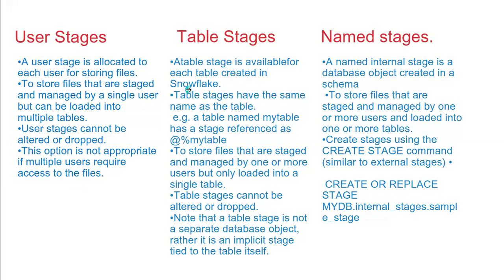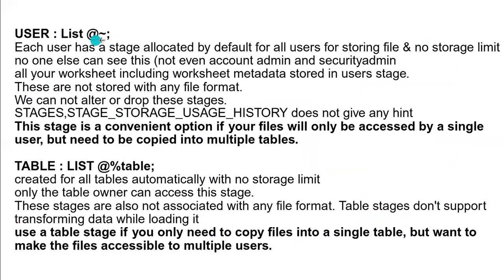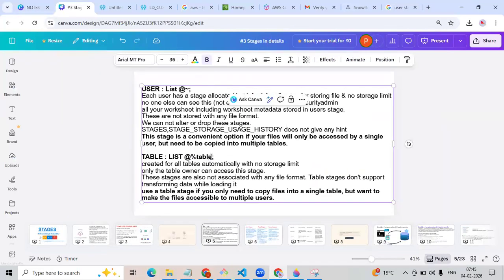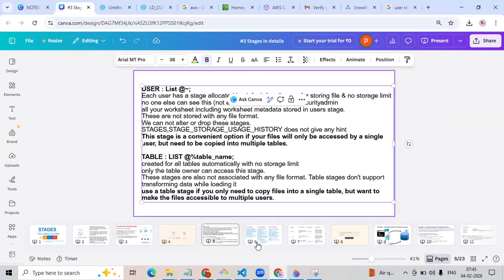When it comes to the table stage, a table stage is available for each table created in Snowflake. Whenever you create a table, this table stage is automatically created. The table stage has the same name as the table. To access the user stage, you need to use this symbol. I don't know what the symbol means, but you need to use it. When it comes to the table stage, you need to call it with the table name. Let me change it here so that you will easily understand. This is the table name. Done.